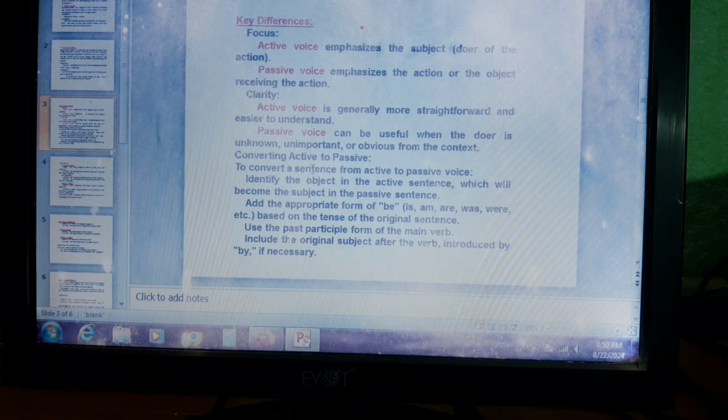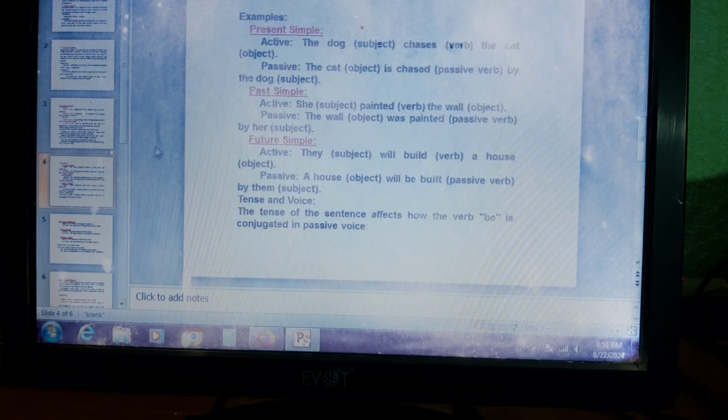Converting active to passive. To convert a sentence from active to passive, identify the object in the active sentence, which will become the subject in the passive sentence. Add the appropriate form of be, is, am, are, was, were, etc., based on the tense of the original sentence. Use the past participle form of the main verb. Include the original subject after the verb, introduced by 'by' if necessary. Now I am going to the fourth slide.